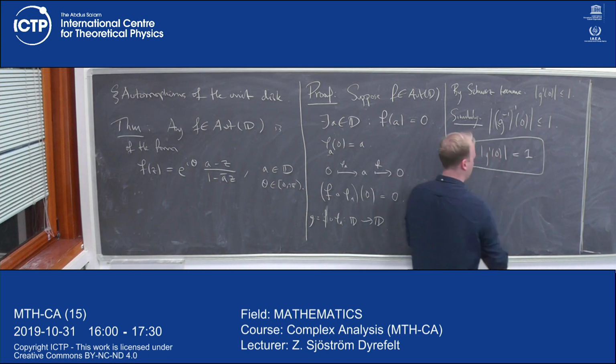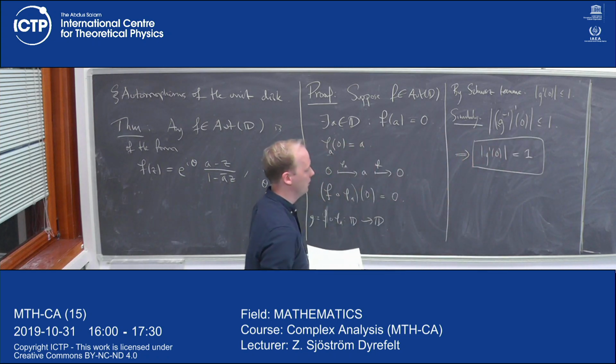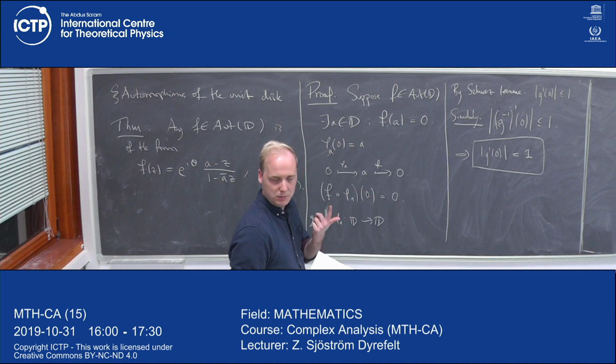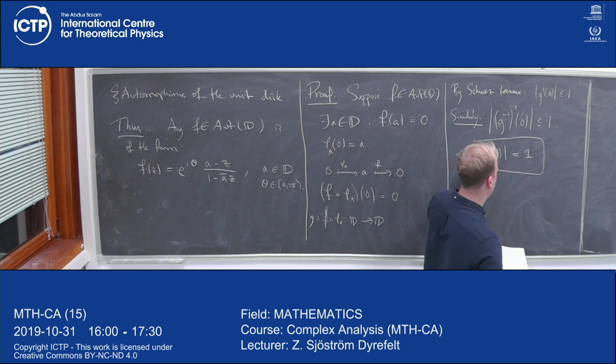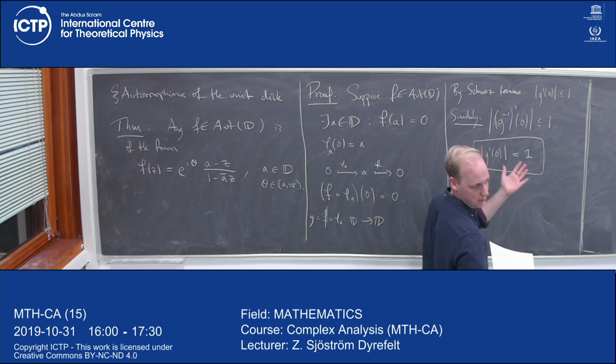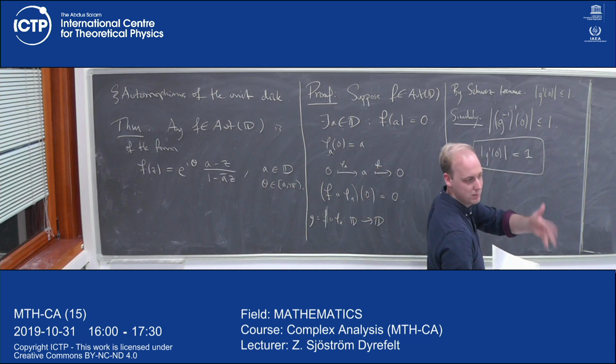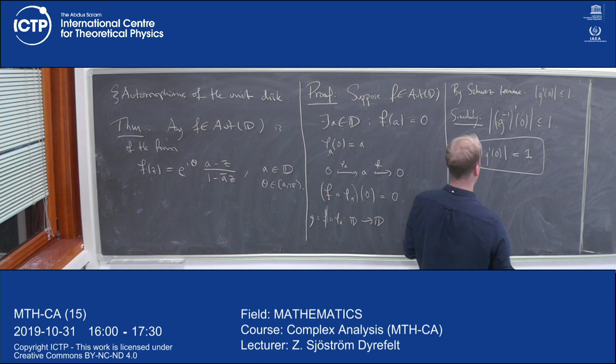This was the key step of the argument. Everybody got here. And then we remember the third part of Schwarz lemma, which said that if we have equality in 1 or 2, so this is equality in the second point, then actually the function is a rotation, it is just the identity up to rotation.